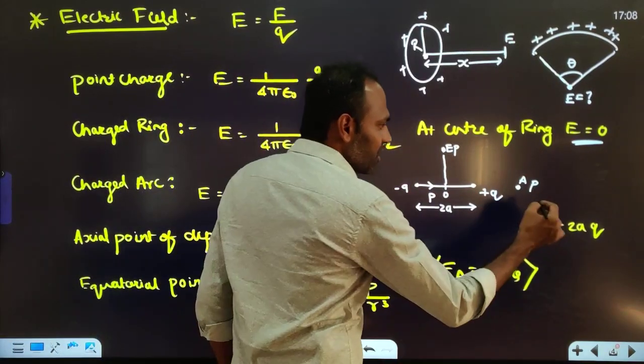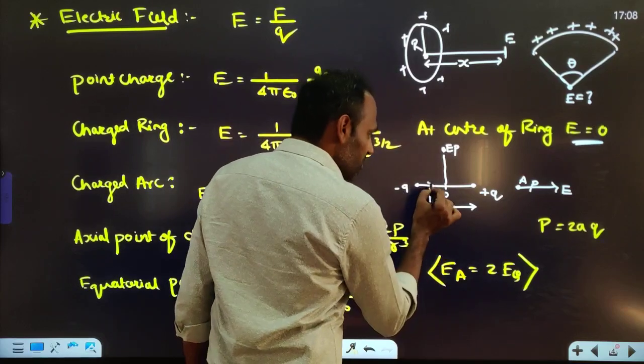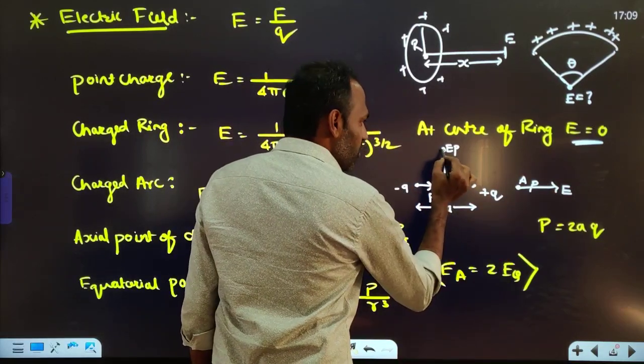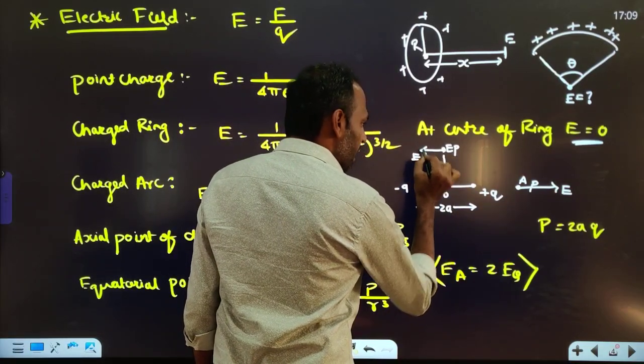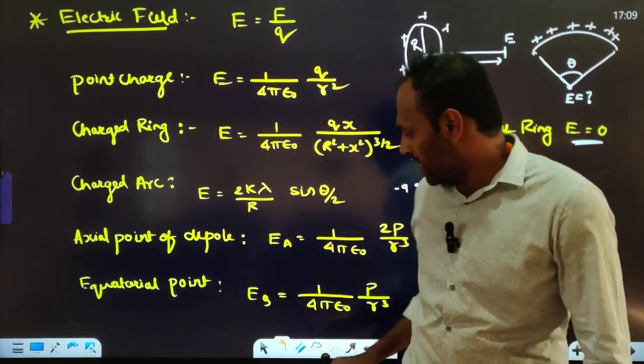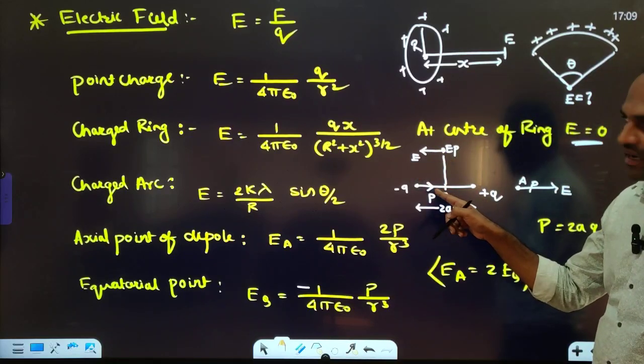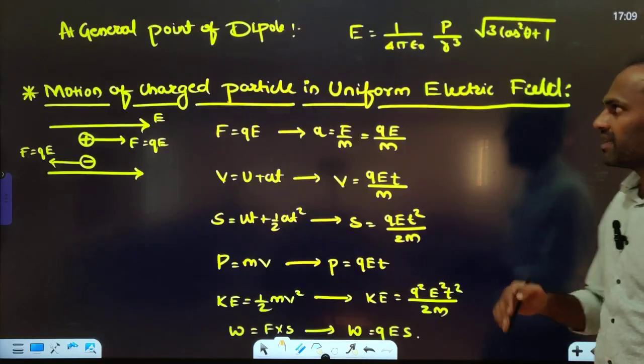So what will be the resultant field direction at this point? At this point, the resultant field will be in this direction. It means along the direction of P it will be. At the equatorial point, the resultant electric field will be anti-parallel to the dipole moment. So opposite direction. That's why here you can mention minus also. Minus because it will be in the opposite direction of the dipole moment. Right? Okay, we'll go for the next thing then.